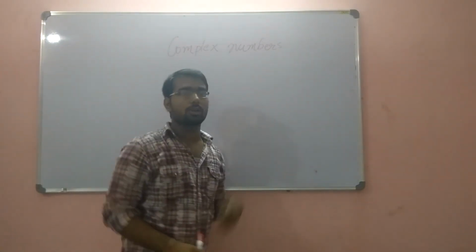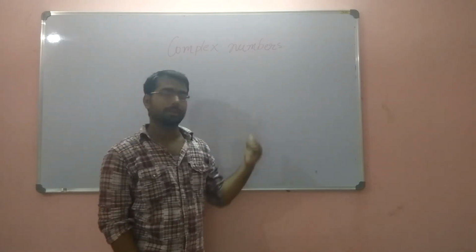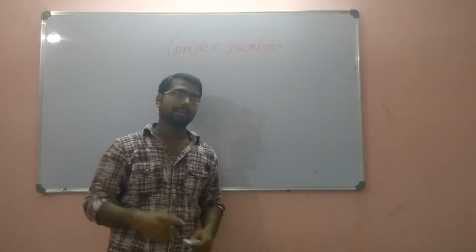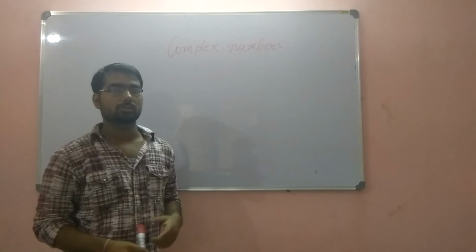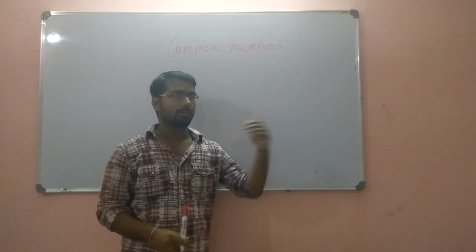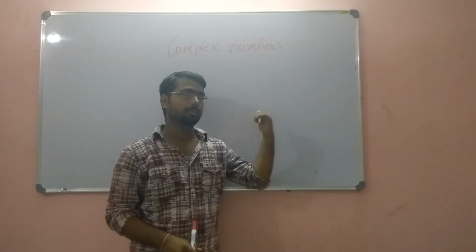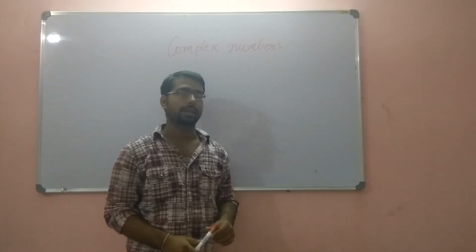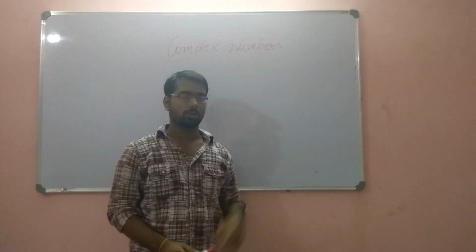So these are the algebra that we can do with complex numbers, and in my next video I will talk about the powers of iota and conjugate. I have already talked about conjugate. We will see the properties of the conjugate and the modulus of the complex number.